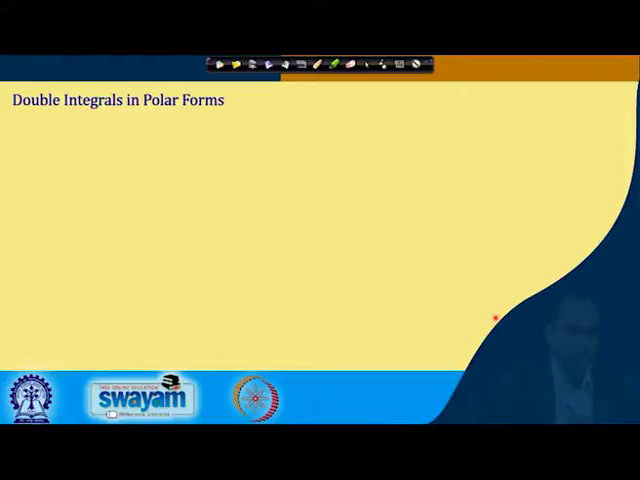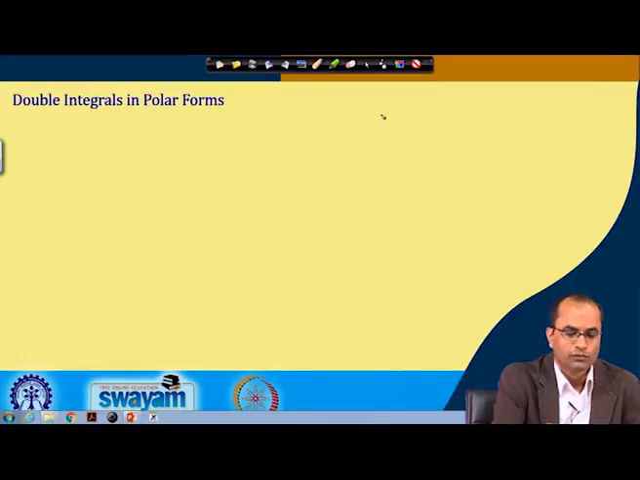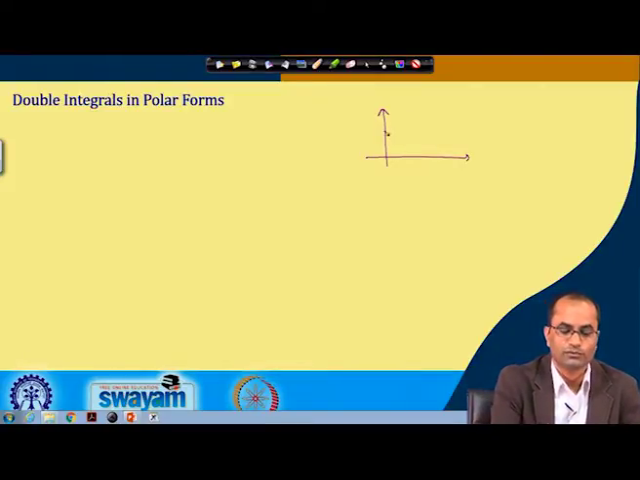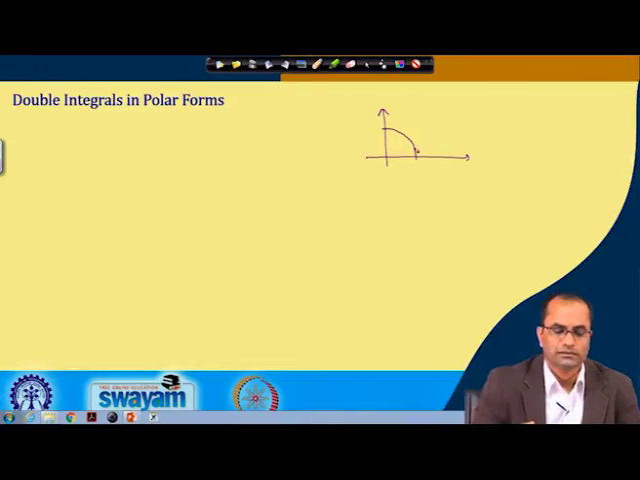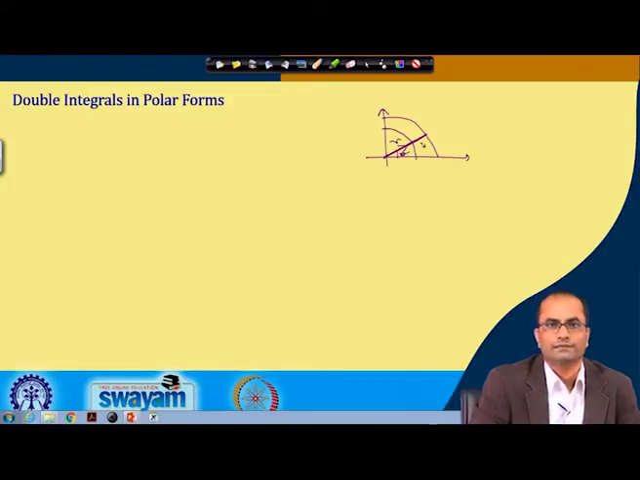So, the situations we will be considering for the polar form are when, for example, the domain can be described in polar form. We have, for example, the circular domain, or some other domain where the boundaries are prescribed in terms of the variables r and theta. In those cases we can easily think of converting the integral to polar form or the integrand itself.